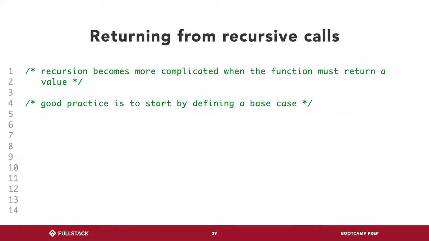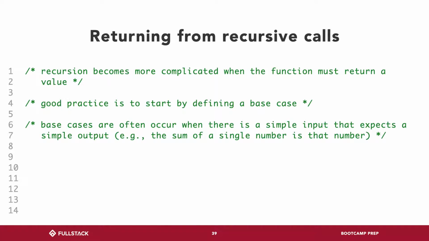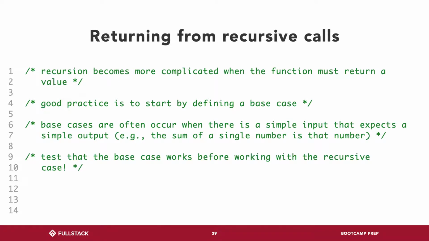So now let's talk about returning from recursive calls. I didn't show you this because I think this is better explained here, okay? Recursion becomes more complicated, and it really does when the function must return a value. Good practice is to start by defining a base case. Base cases often occur when there is a simple input that expects a simple output, like the sum of a single number is that number. Test that the base case works before working with the recursive case, okay? Test it with a very simple input and make sure that it gets hit.